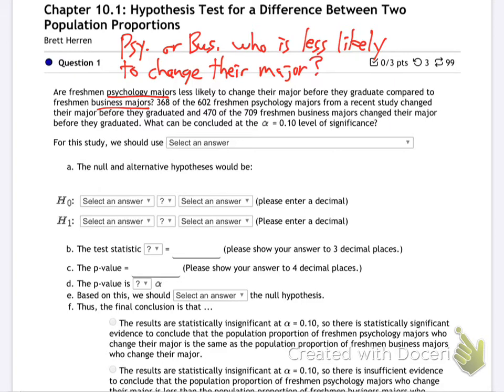They took 368 of the 602 freshman psych majors who changed their major. That's a lot of them. That's more than half of them. And 470 of 709, that's more than half also, freshman business majors changed their major before they graduated. What can be concluded at the alpha 0.10 level of significance?